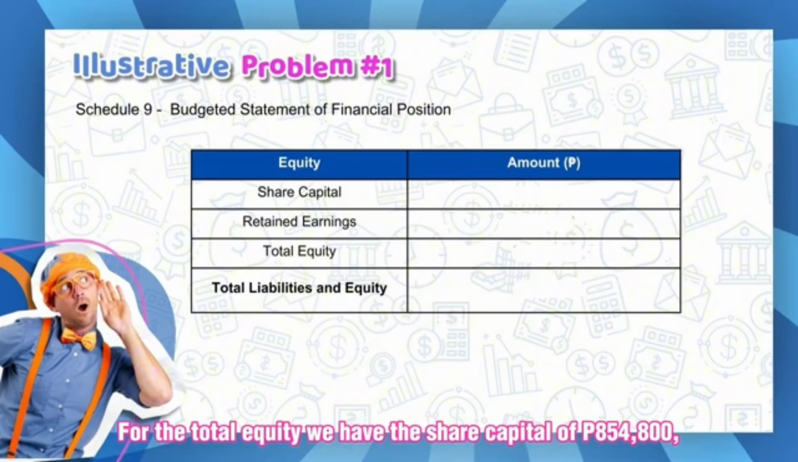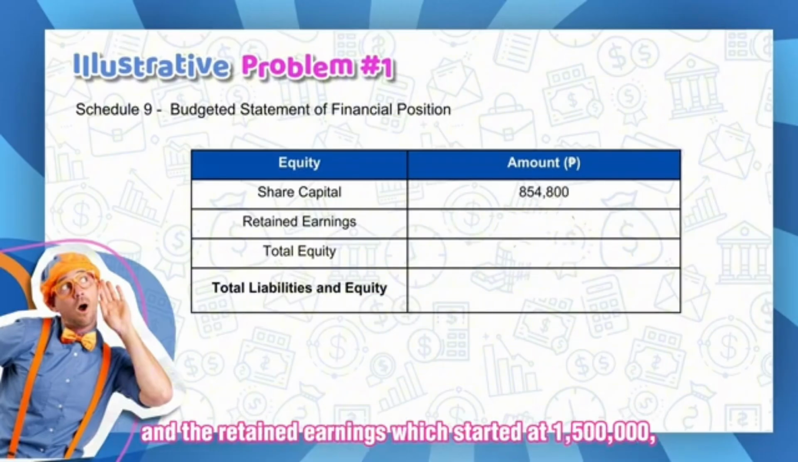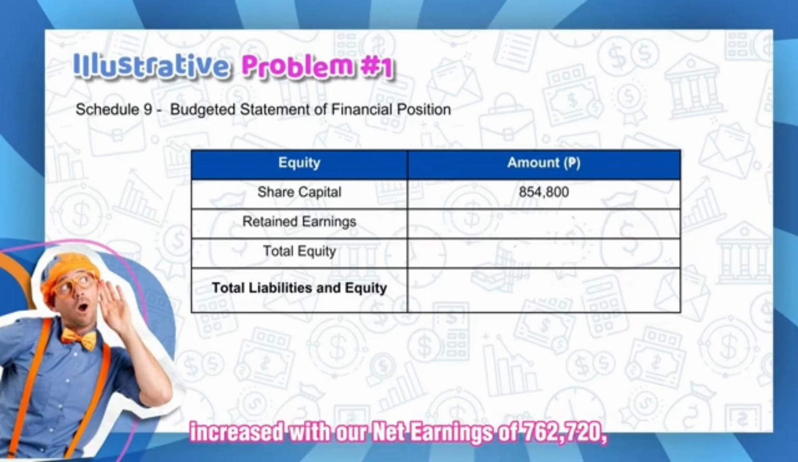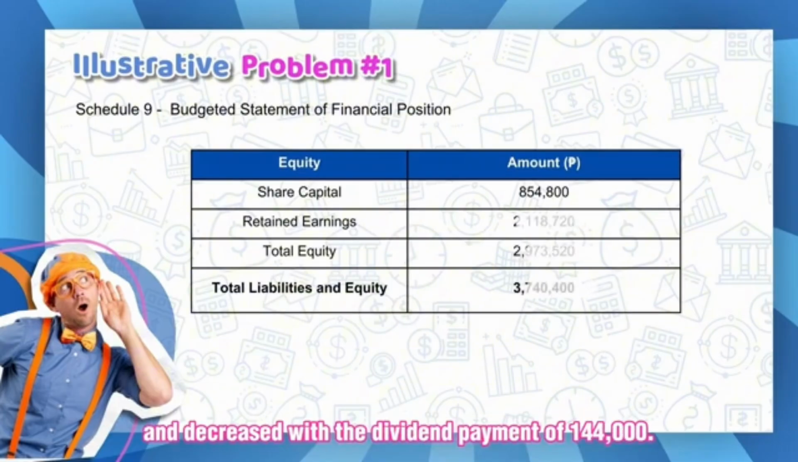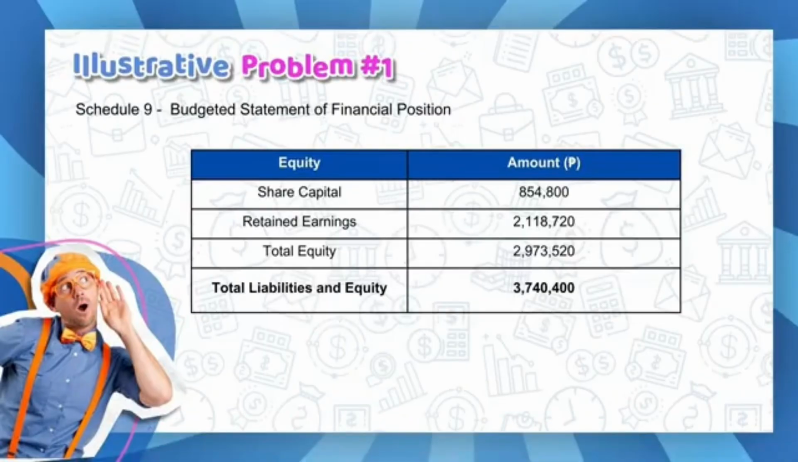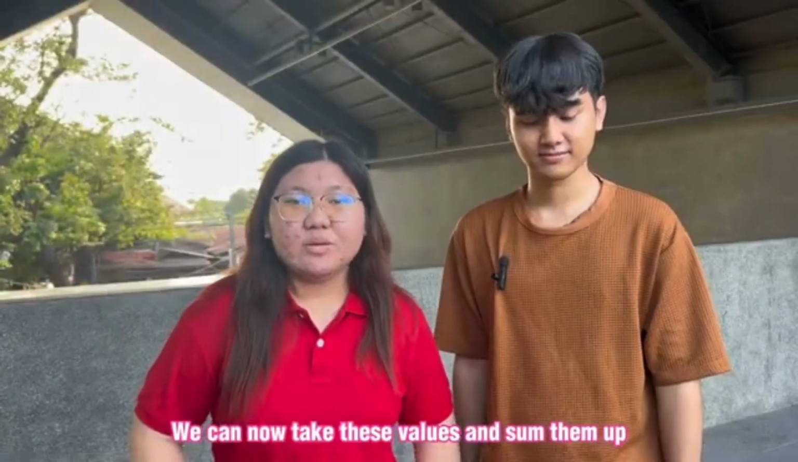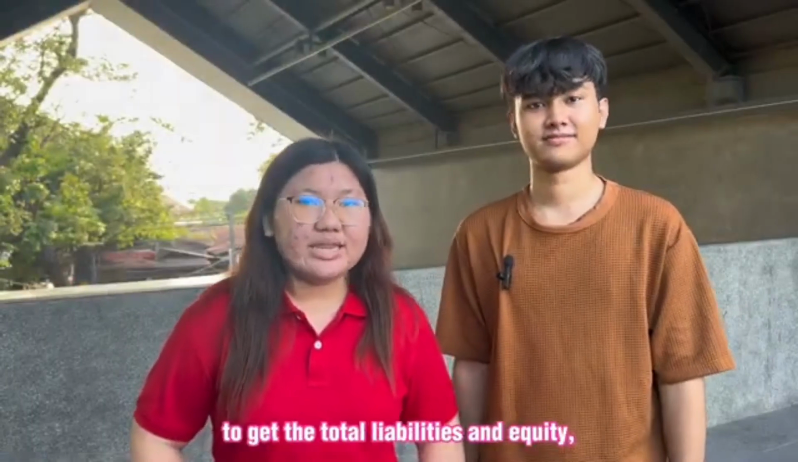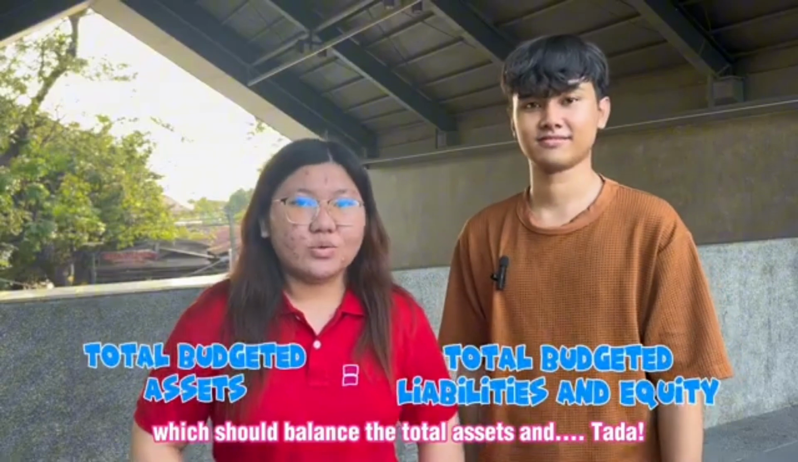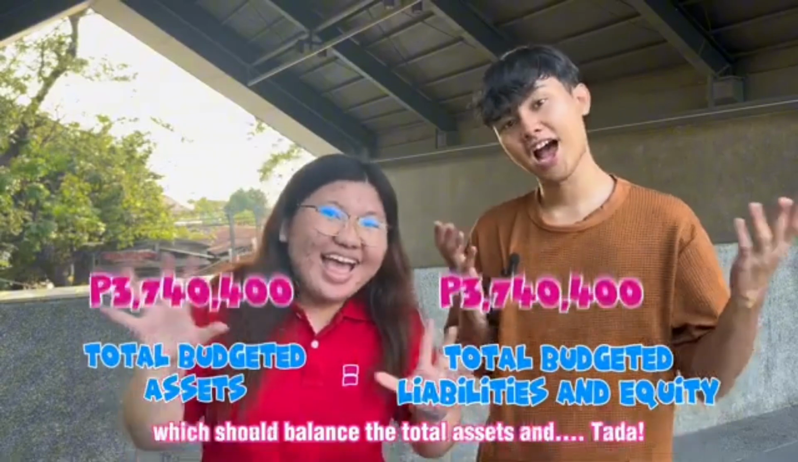For the total equity, we have the share capital of 854,800 and the retained earnings, which started at 1,500,000, increased with our net earnings of 762,720 and decreased with the dividend payment of 144,000. We can now take these values and sum them up to get the total liabilities and equity, which should balance the total assets. And tada!